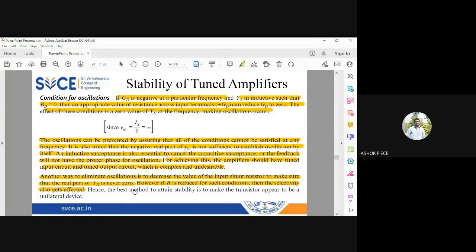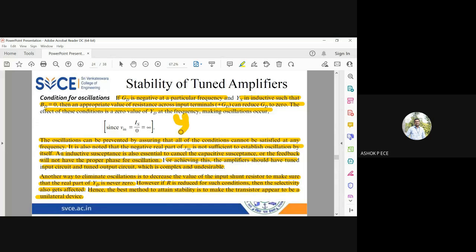However, if the resistance value is reduced, then it will affect everything. Q is dependent. Q is equal to omega naught L by R. If resistance values change, Q will change. If Q is going to change, bandwidth will change. So hence the method is to make the transistor appear like a unilateral device. Unilateral device means completely eliminate feedback.